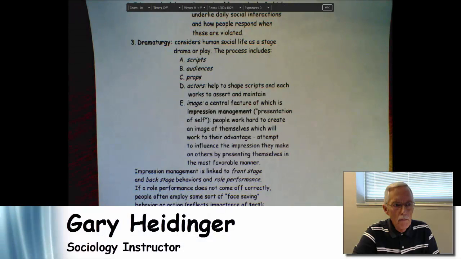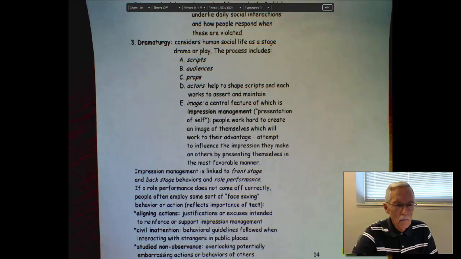Hi everyone. In this lesson we're going to conclude our analysis of human social interaction and social structure by looking at two interesting approaches. The first is known as ethnomethodology. There is some information on page 14 in your second study guide that highlights this approach, and you will also find information in chapter 4 in your text.